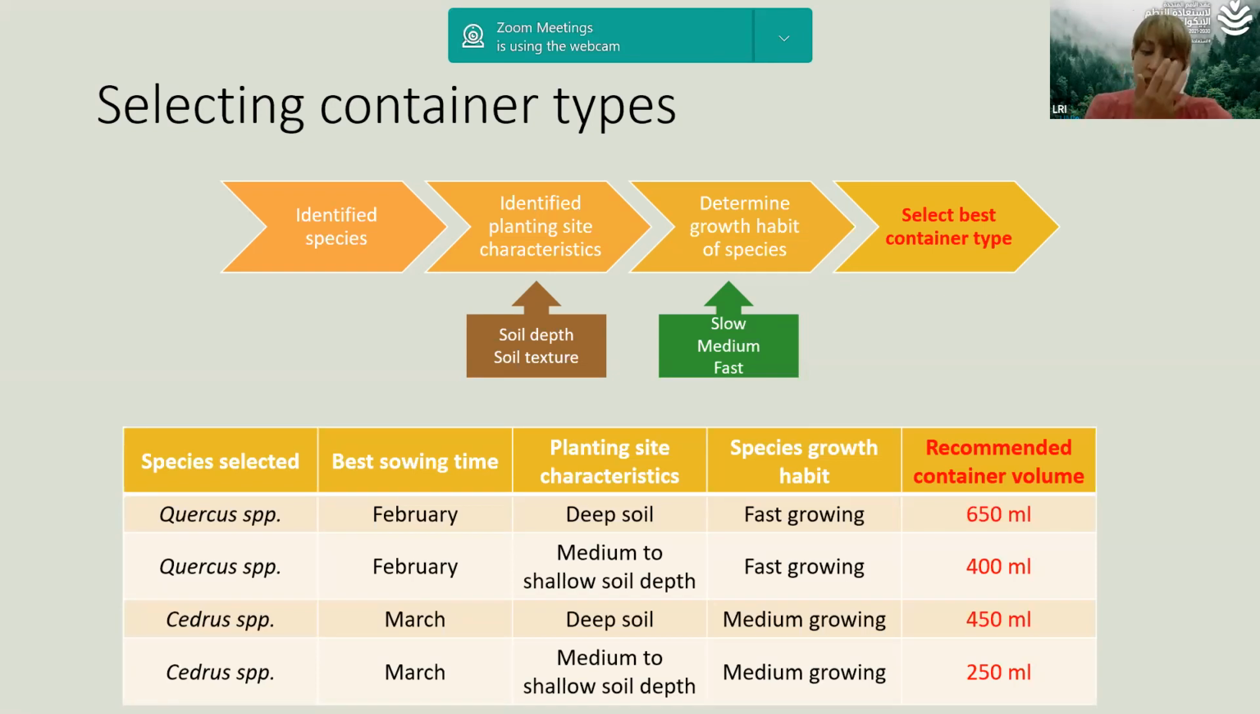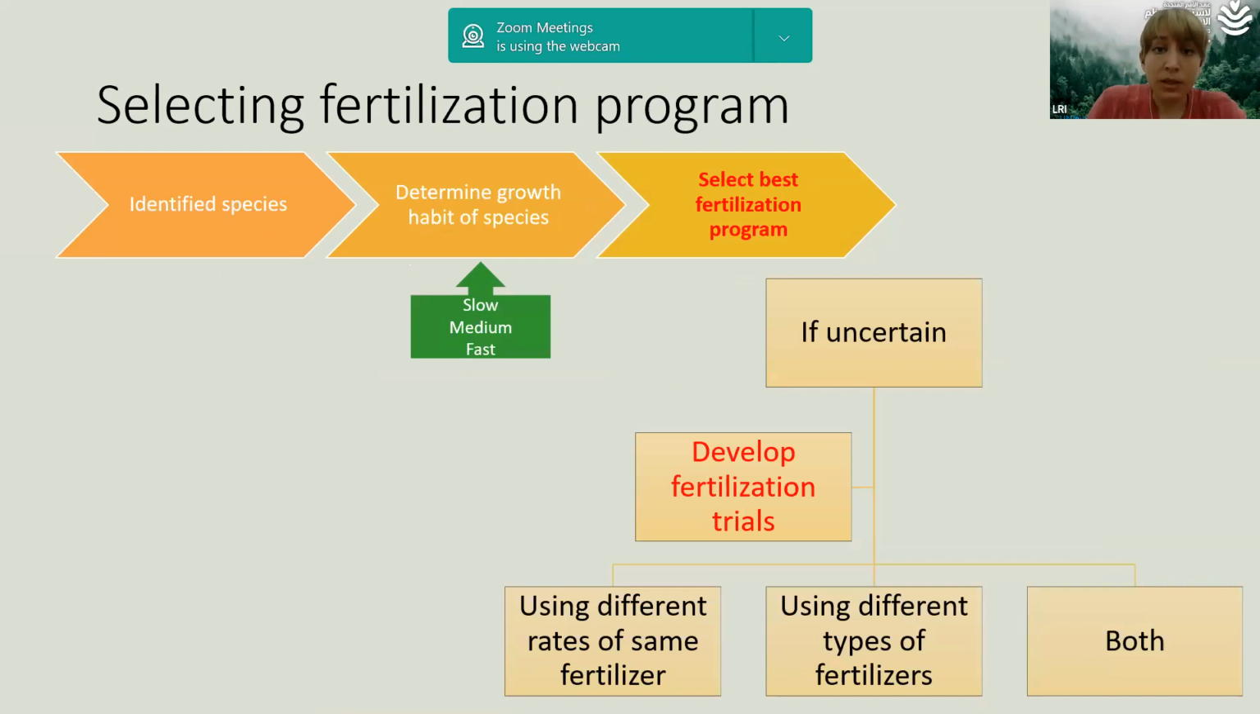And it's the same with Quercus species that is fast growing. If it's used in deep soil, we recommend larger volume containers. If it's used in medium to shallow soil depth, even if it's a fast-growing species, we recommend using a smaller container volume. So this is regarding the containers.